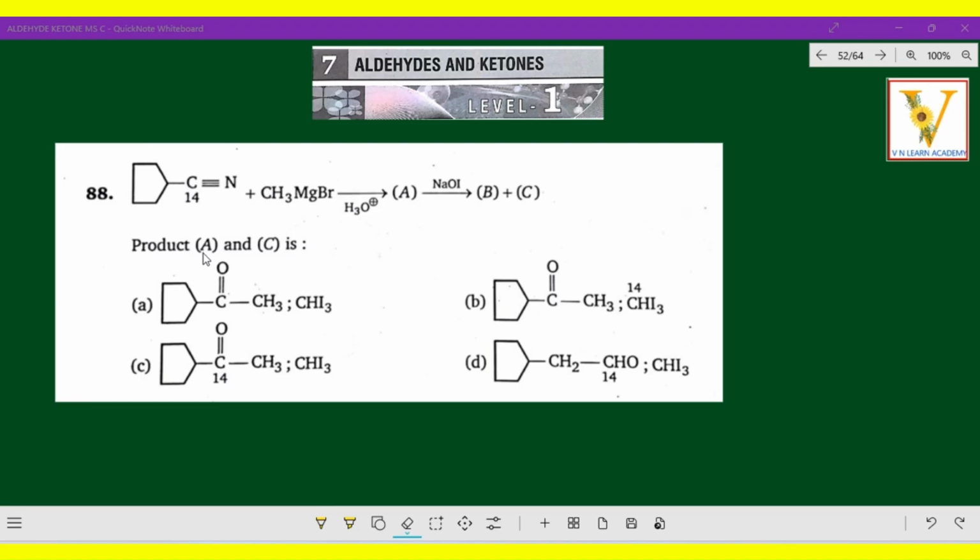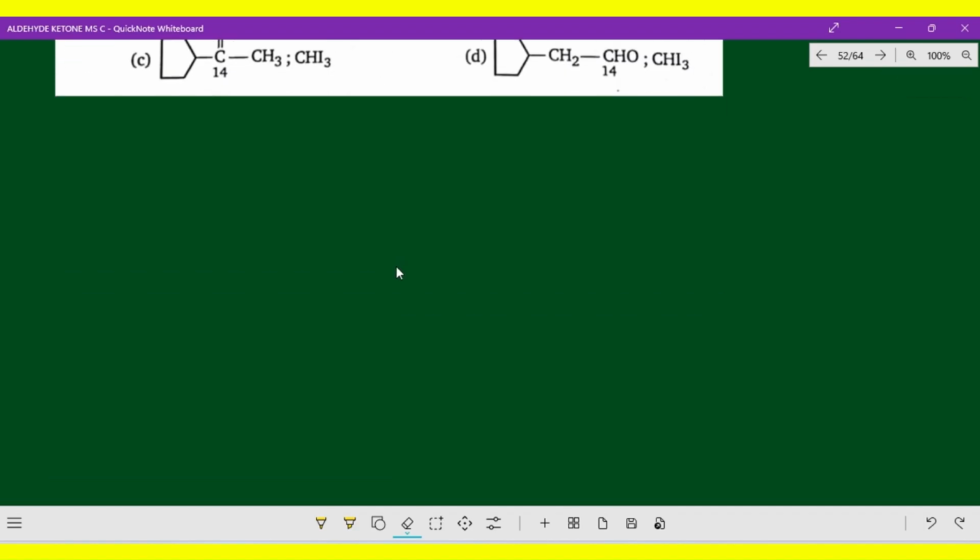Usually, I'll give the concept, idea and trick also. The cyano group combined with methyl magnesium bromide in the presence of acid hydrolysis gives you the keto group. The keto group combined with sodium hypoiodite, that is the iodoform test, gives you iodoform as well as the related salt. That's all, right? Very simple. I will draw the structural formula for you to understand the idea clearly. Okay, this is a pentagon, right? This is a pentagon.